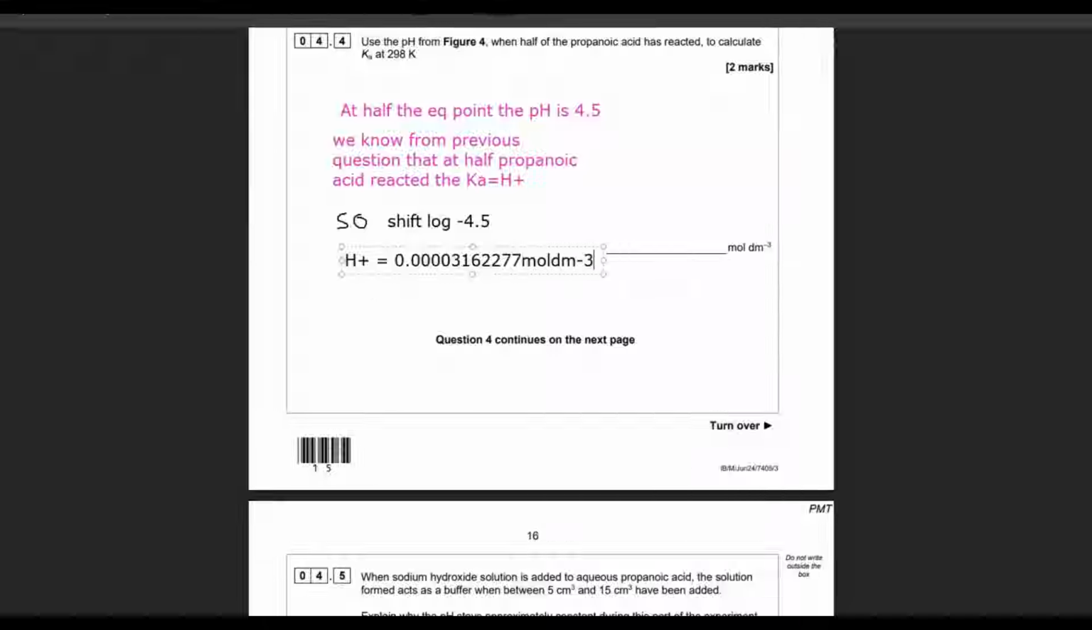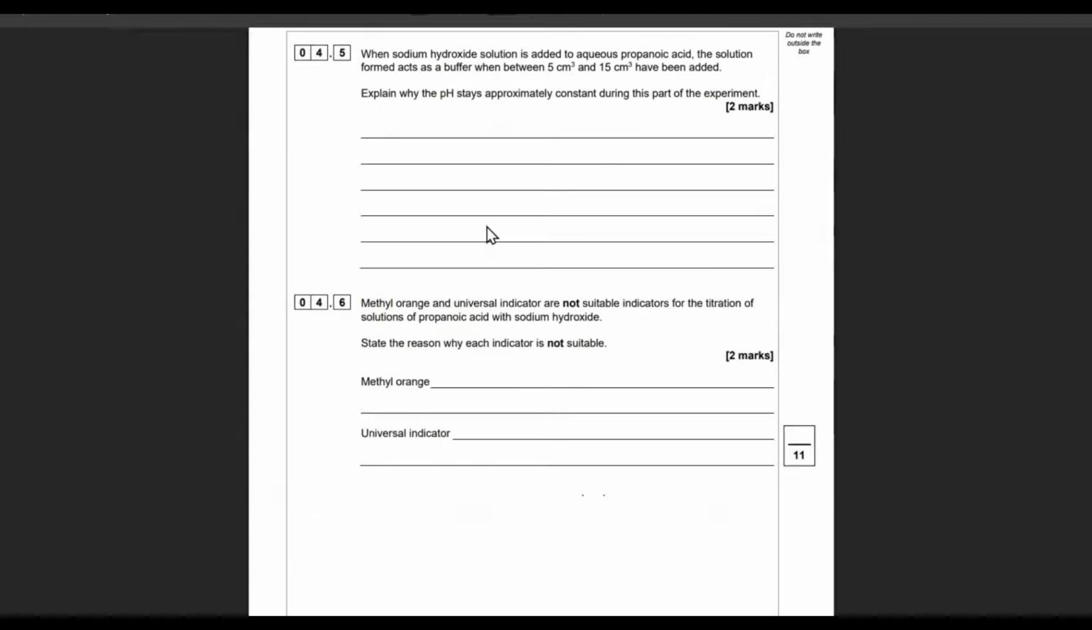So we're going to do shift minus 4.5, which is the pH when half the propanoic acid was used. And that is going to give us the hydrogen ion concentration, which is like 3.163 if we round up. Actually, 3.1623 is a better answer, I think, times 10 to the minus 5, and that would get you the marks. I'd probably change that, guys, and leave it as 3.16 times 10 to the minus 5, 3 significant figures. You don't need to go more than that. Otherwise, you get yourself in trouble like me there.